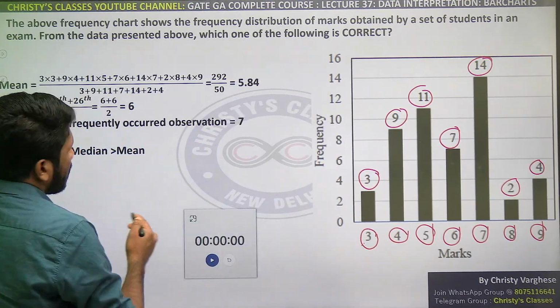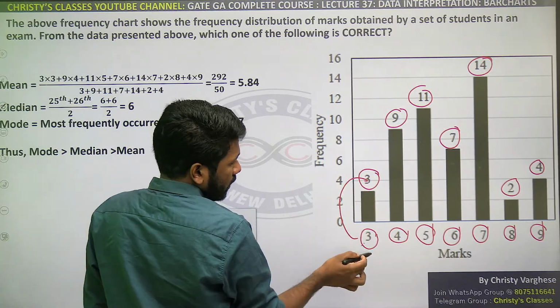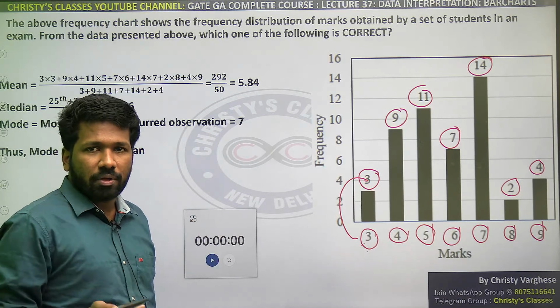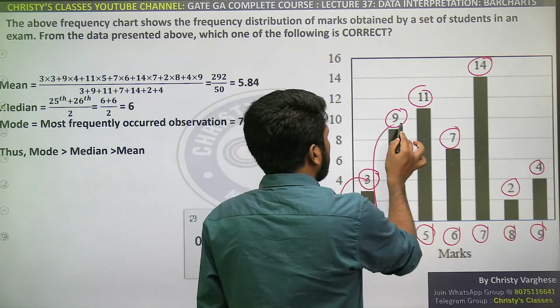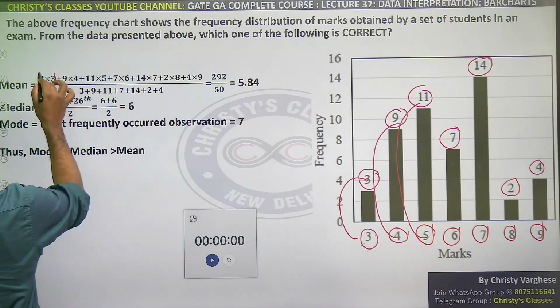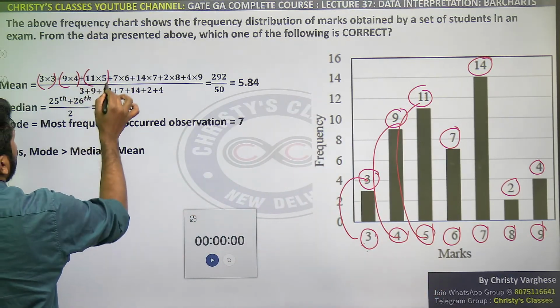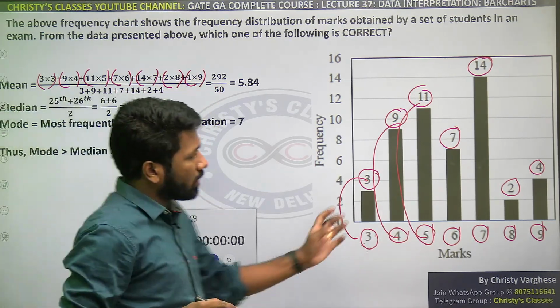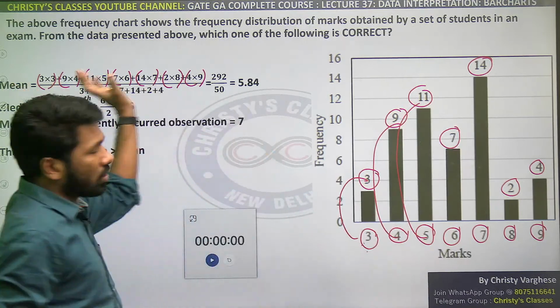Total mark will be 3 into 3 because 3 marks were obtained by 3 people. So 3 into 3, 9 marks. Totally all the 3 people got together. 4 into 9, 36 marks. 5 into 11, 55 marks. So that all we need to do. 3 into 3 plus 9 into 4 plus 11 into 5 plus 7 into 6 plus 14 into 7 plus 2 into 8 plus 4 into 9. You multiply all that. That is total mark.